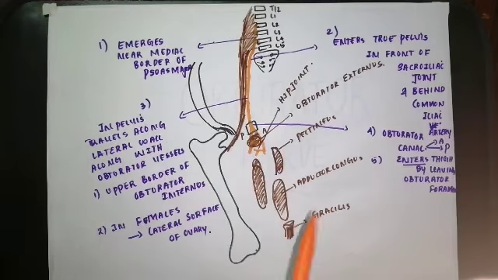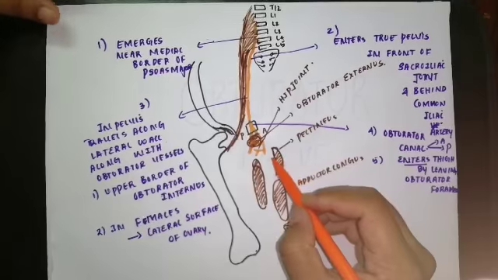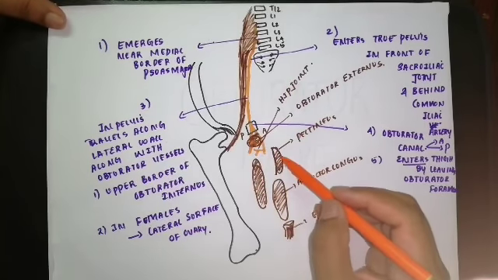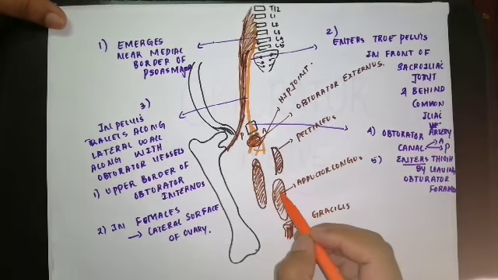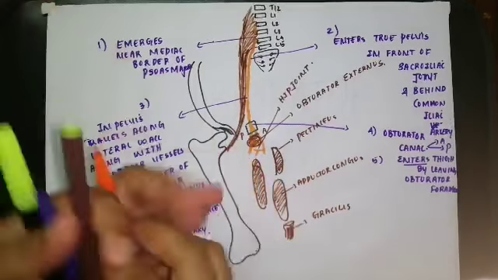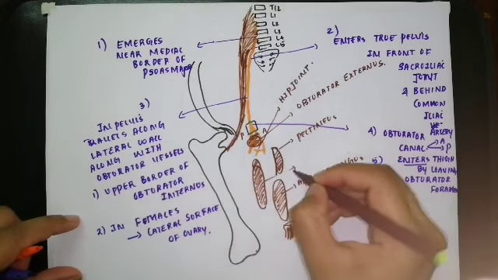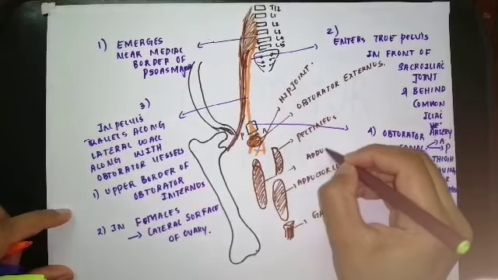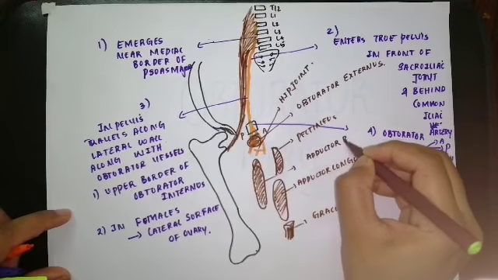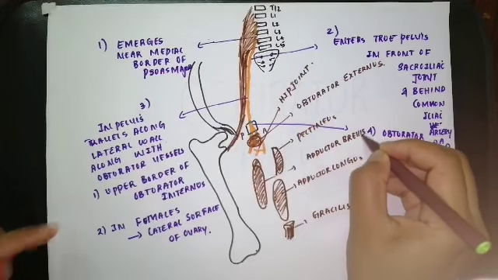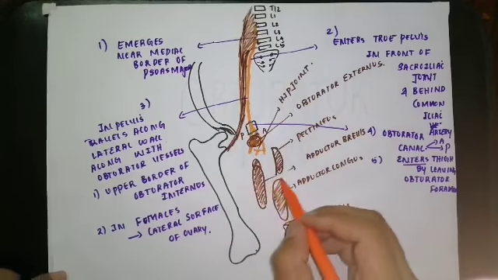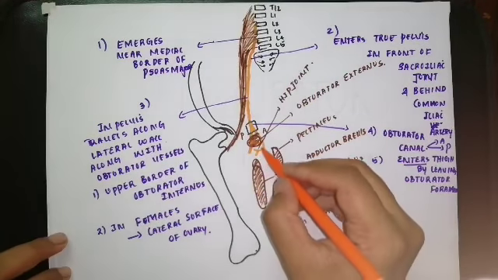Now what happens to the anterior division? The anterior division is passing in between the adductor longus and adductor brevis. So what you see here is the adductor brevis. So remember that the anterior division of obturator nerve passes in front of the adductor brevis.